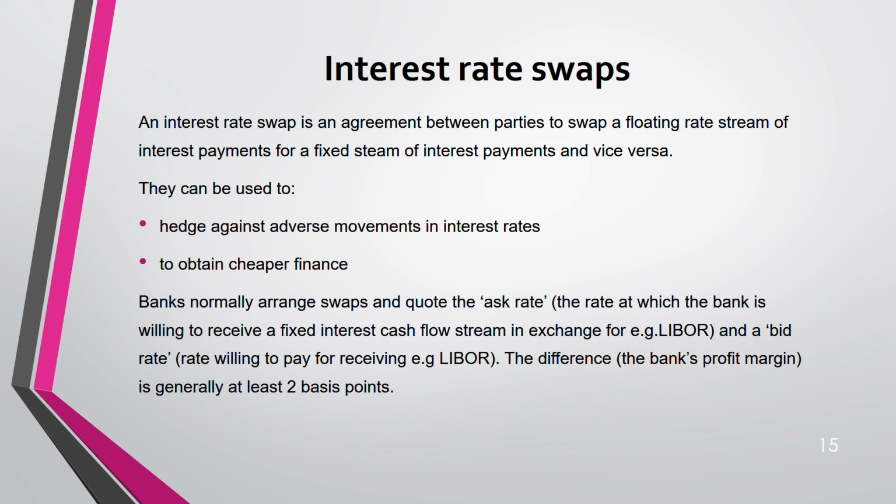So what is this rate? The rate at which the bank is willing to receive a fixed interest cash flow in exchange for LIBOR, or you can say a bid rate. Bid rate means it's a rate willing to pay for receiving LIBOR. Bank is receiving fixed interest and paying LIBOR to you. And the difference between these two, the bank's profit margin, is normally 2 basis points. I'm giving you this to understand interest rate swap better. You don't have to write it in your answer.